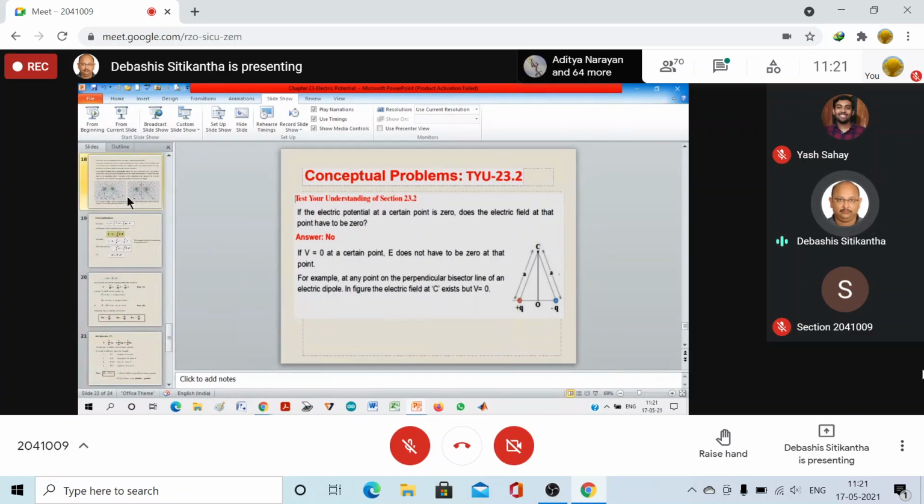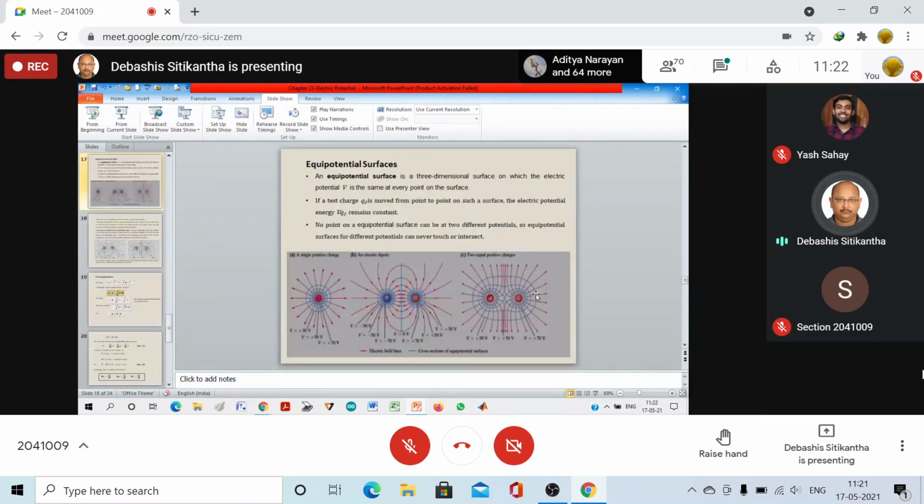Let us see where is the equipotential surface we have learned. Over here you can see this is an electric dipole, and this line which is the bisector of this plus and minus charge, this particular bisector plane is going to behave as the equipotential surface with a potential equal to 0.